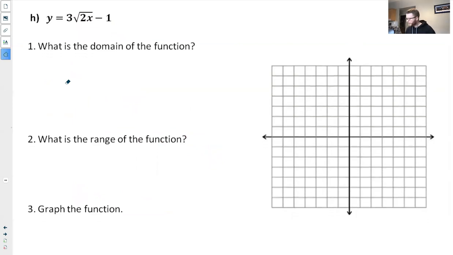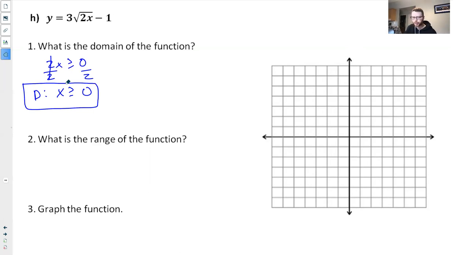All right, so y is equal to 3 times root of 2x minus 1. So again, when we're trying to find the domain, we just need to set the radicand greater than or equal to 0. So my radicand is 2x. So when is that greater than or equal to 0? Divided by 2, x is greater than or equal to 0. That is my domain. And my range, so if you were to put this into your calculator and do second table, you'll find that your range only exists when y is greater than or equal to -1.